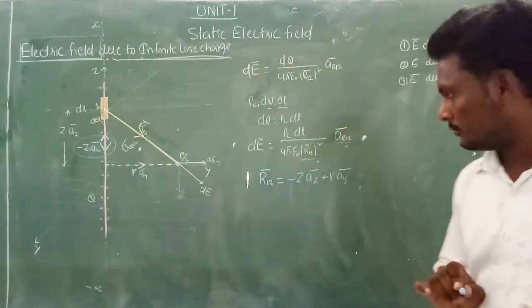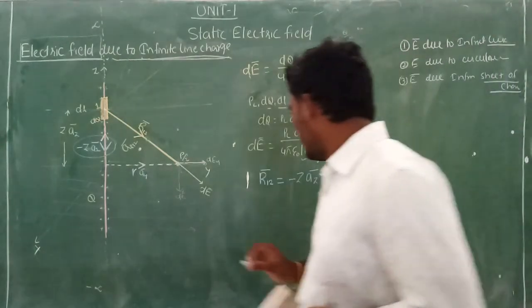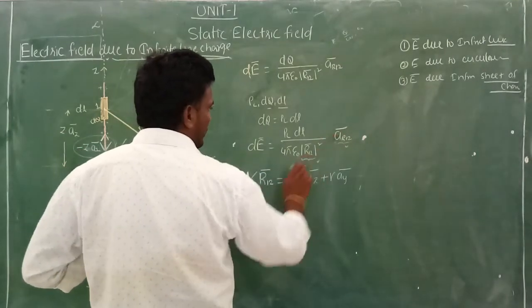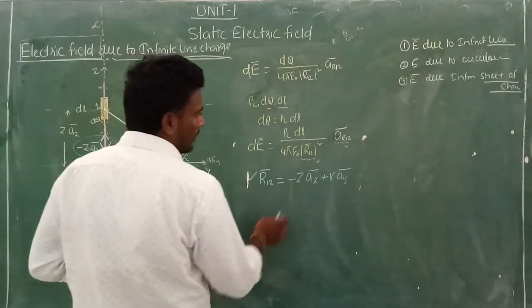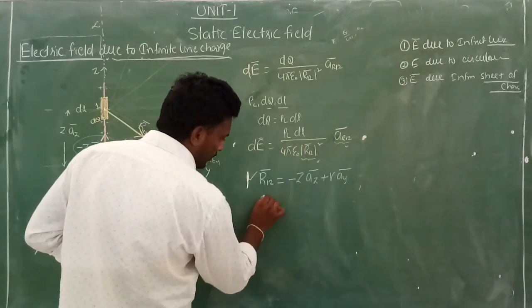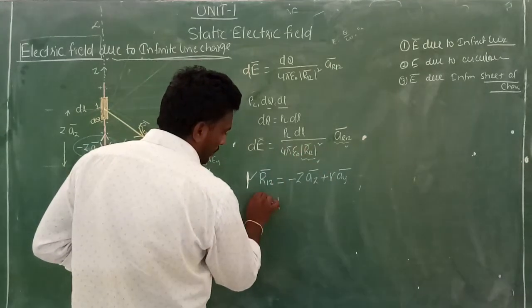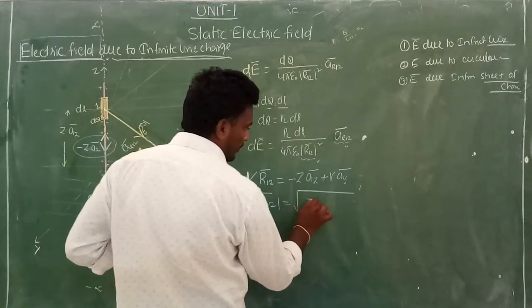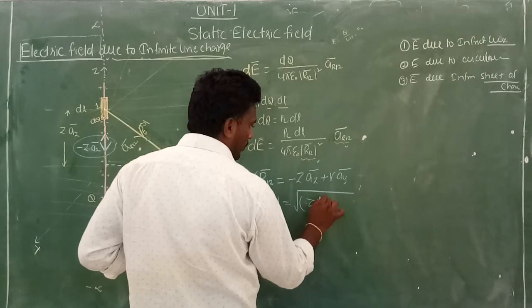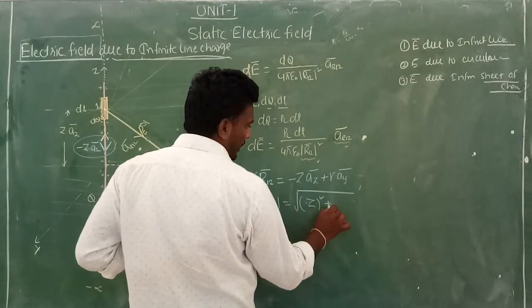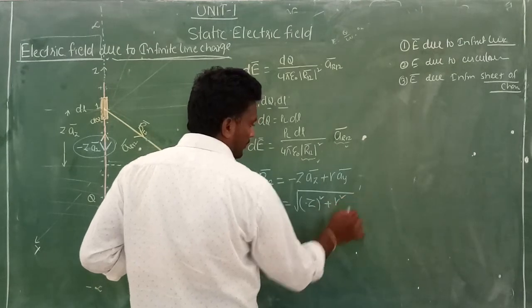Good. Now we know the distance vector. From this distance vector, calculate the magnitude. Magnitude of r12 bar is equal to the square root of minus z whole square, plus r square.